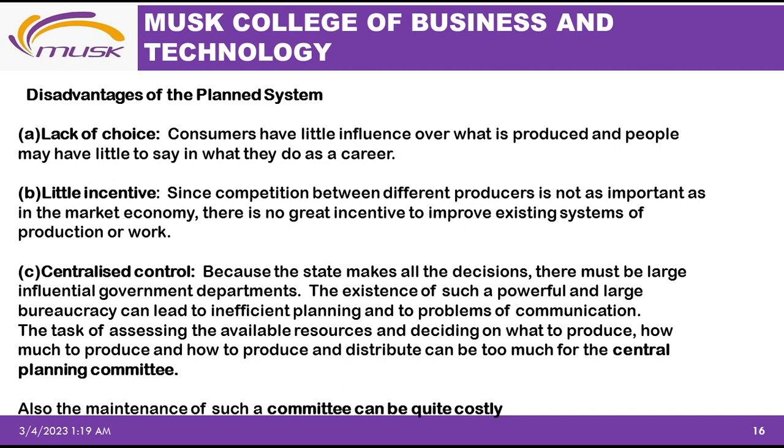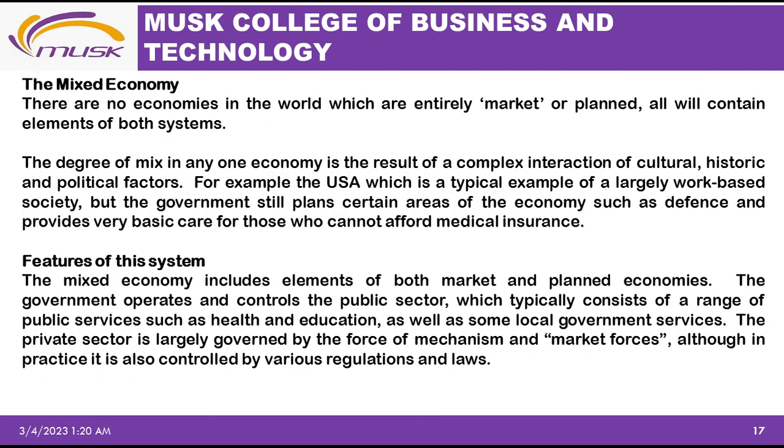Then centralized control: because the state makes all the decisions, there must be large influential government departments. And this of course is going to contribute to a lot of bureaucracy, so many procedures. If you want, for example, approval for supply of power, and the government is running these power institutions, sometimes because you do not have other options, it becomes bureaucratic, meaning you will take a lot of time to get yourself connected.